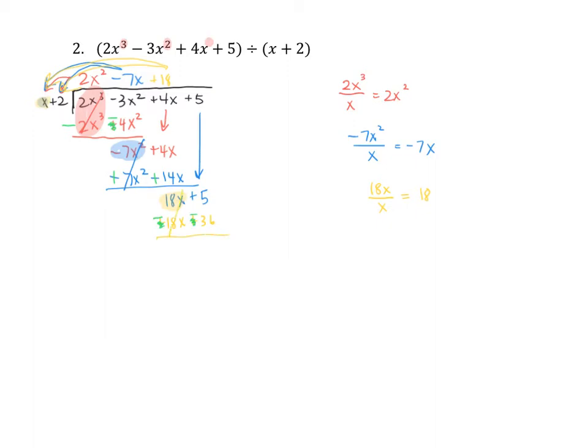18x minus 18x, those cancel out. 5 minus 36 is negative 31. There's nothing else to bring down, so we're done. Okay, so now how do we write this?